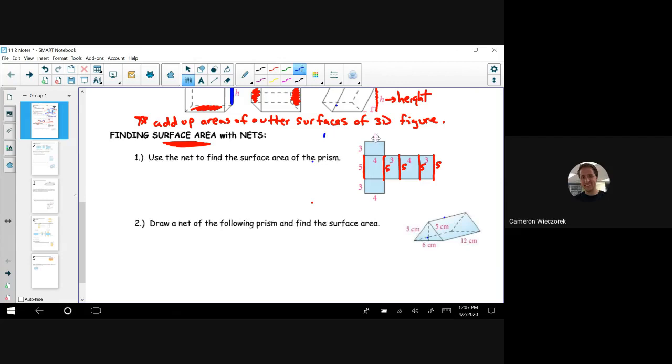This top rectangle is a 4 by 3, so base times height would give me 12. This rectangle is 4 by 5, so that's 20. 3 by 5 would be 15. 4 by 5 would be 20, 3 by 5 would be 15, and 4 by 3 on the bottom would be 12. So what I wrote in blue there is just the area of every single face of that net diagram. And to compute the surface area, I'm just going to add them all up. So 12 plus 20 plus 12 plus 15 plus 20 plus 15. If you add all that up, that gives you a surface area of 94 square units.